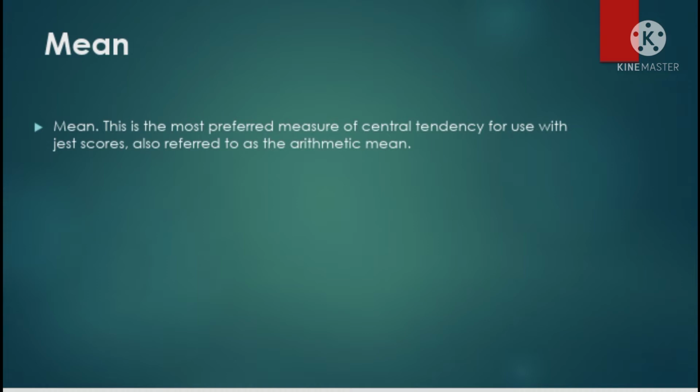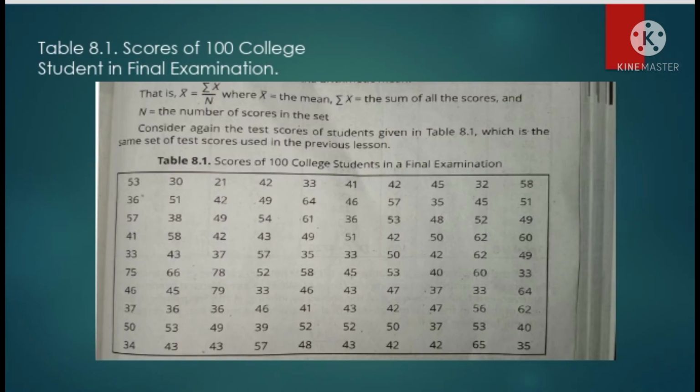Consider again the test scores of students given in Table 8.1, which is the same set of test scores used in the previous lesson. As you can see, Table 8.1 shows the scores of 100 college students in a final examination. The mean is the sum of all scores from 53 down to the last score, which is 35. That is Σx over n: 53 plus 36 plus 57 plus 60 plus 49 plus 35, and so on.